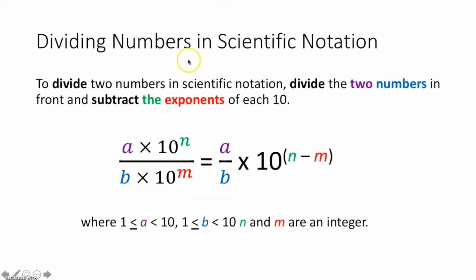Now, dividing numbers in scientific notation. So to divide two numbers in scientific notation, divide the two numbers in front and subtract the exponents of each 10. So here, if you're dividing a times 10 to the nth power and b times 10 to the m power, you just divide the a and the b and then subtract the n and the m. That's how you simplify this. What's going to happen likely is that a divided by b will give you a number not between 1 and 10 anymore. So then you have to simplify like we have been doing.